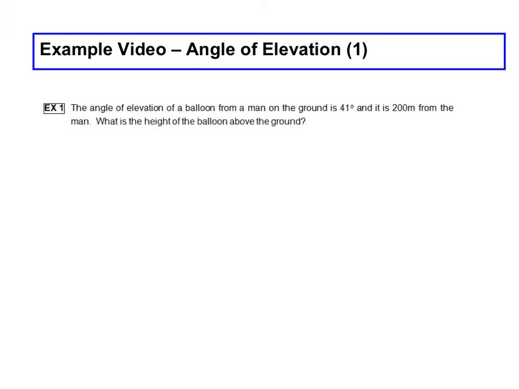All right, this first video is going to look at an angle of elevation example. So example 1: the angle of elevation of a balloon from a man on the ground is 41 degrees, and it is 200 meters from the man. What is the height of the balloon above the ground?